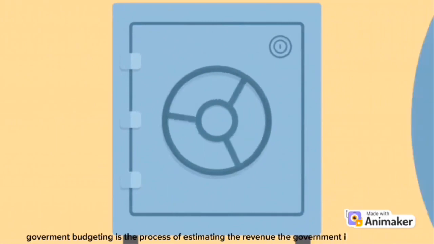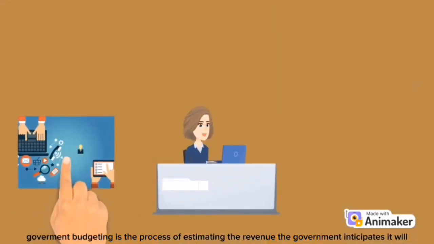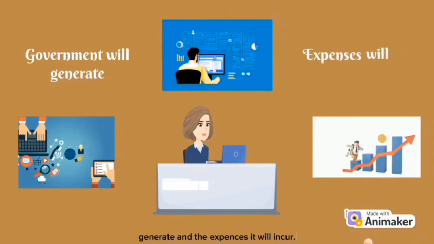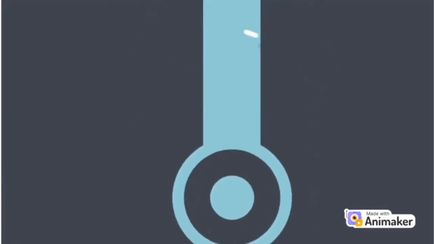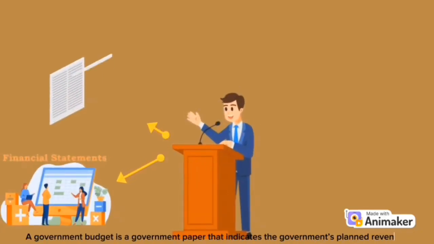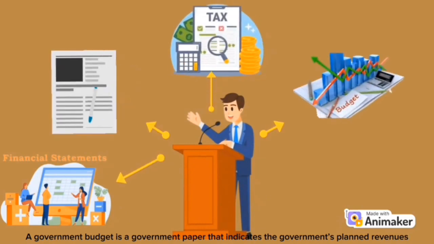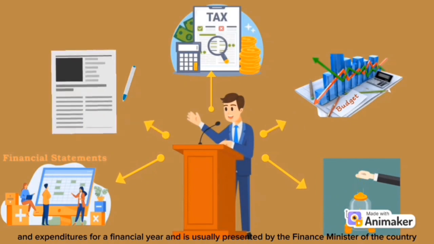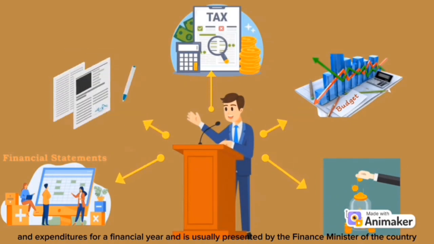Government budgeting is the process of estimating the revenue the government anticipates it will generate and the expenses it will incur. A government budget is a government paper that indicates the government's planned revenues and expenditures for a financial year and is usually presented by the finance minister of the country.